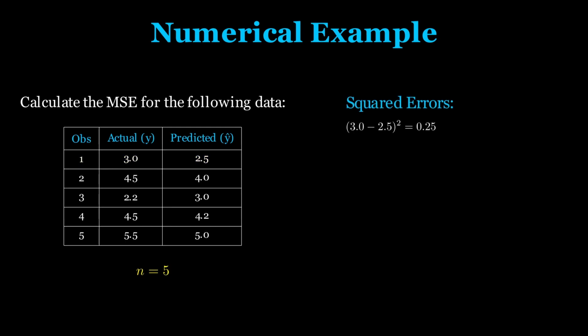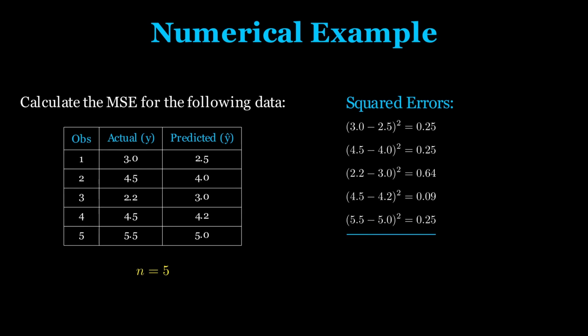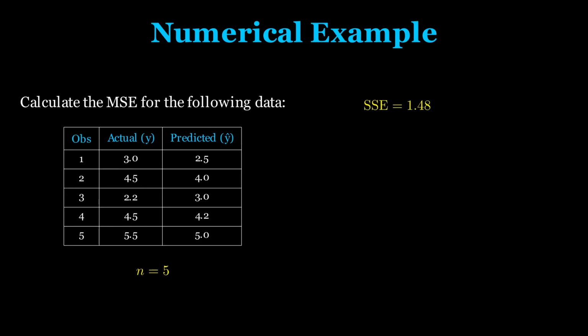Observation 1. The real value was 3. We predicted 2.5. The difference is 0.5. Square that, you get 0.25. Similar error for observation 2. Observation 3 was a bit of a mess. We were off by 0.8. Square that and we get 0.64. Yikes. We do that for the rest of them. Bam, bam. And we get this list of squared errors. Now we sum them up to get the sum of squared errors, 1.48. Finally, to get the mean squared error, we divide that sum by our number of observations, 5.